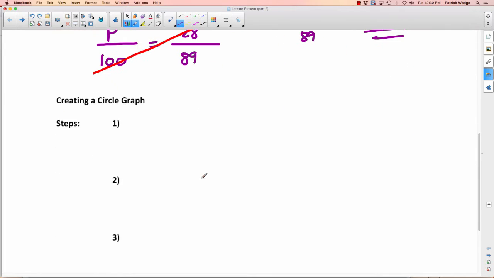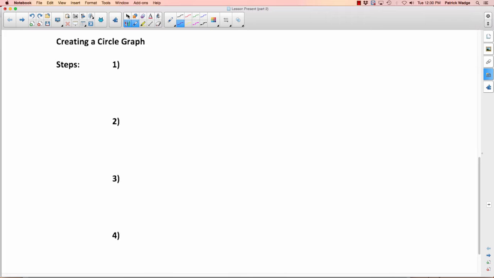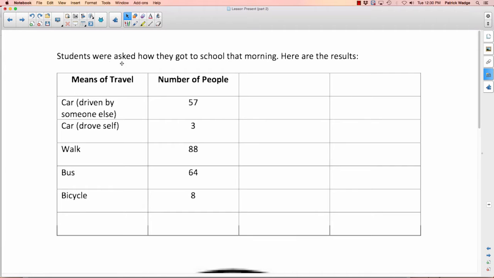All right, so we're going to create a circle graph. There's 4 steps. Let's do one step at a time. So actually, let's go to our question first. It says, students were asked how they got to school that morning. Here are the results. So some kids were driven to school by someone else, by a parent, by a friend, a neighbor, whatever. Then there was a few lucky people who drove themselves. 3 people drove themselves. Okay, 88 of them walked, 64 took the bus, and 8 smart people took the bike. Gotta love those people.